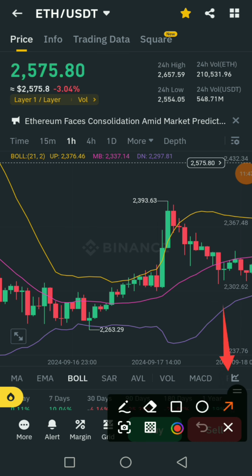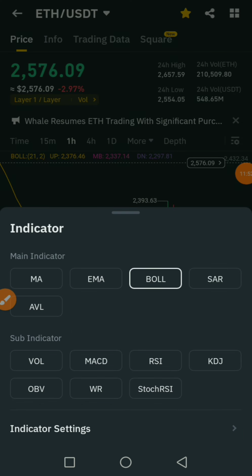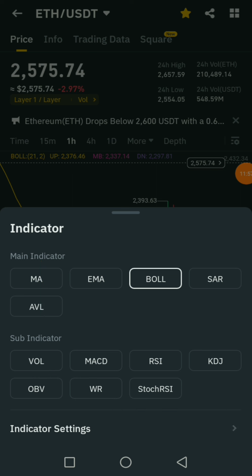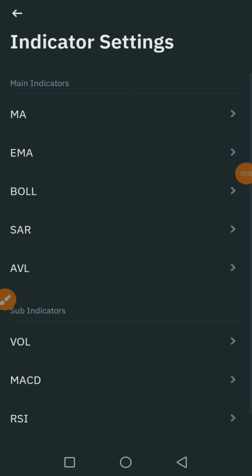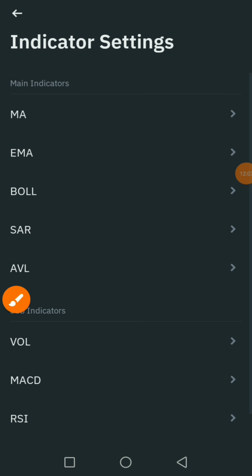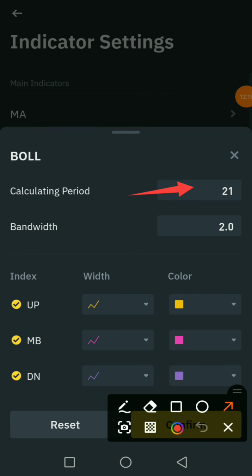All right, you click on this place, and then it's going to lead you to this place, and then you click on indicator settings over here. Click on it and it's going to open an interface that looks like this, and then you can click on Bollinger Band over here. All right, so after clicking on Bollinger Band, you are going to see two values. Let me indicate it for you. This one and this one.